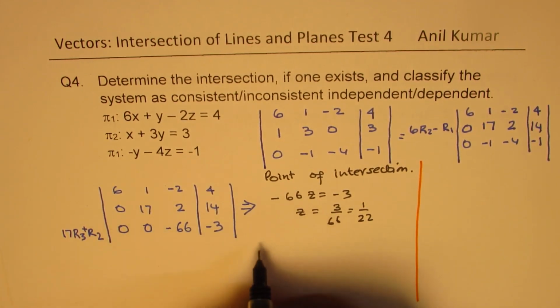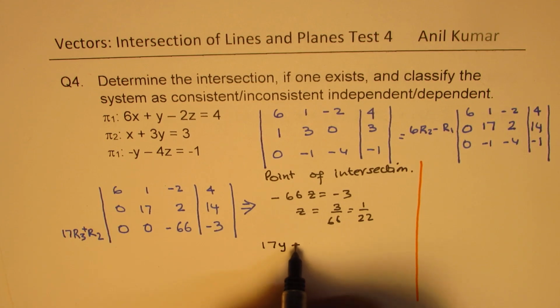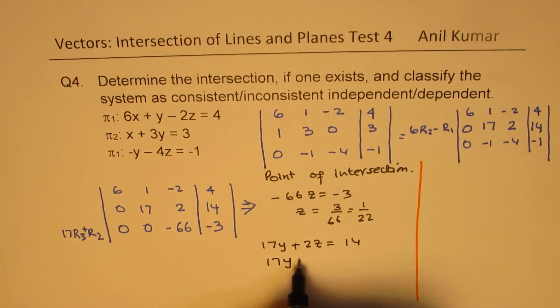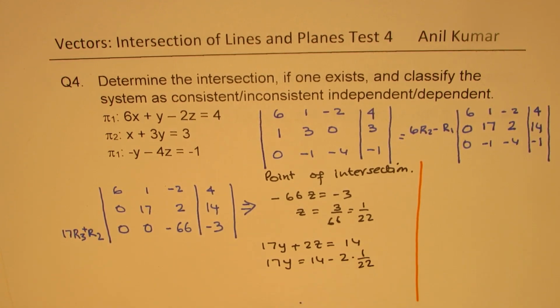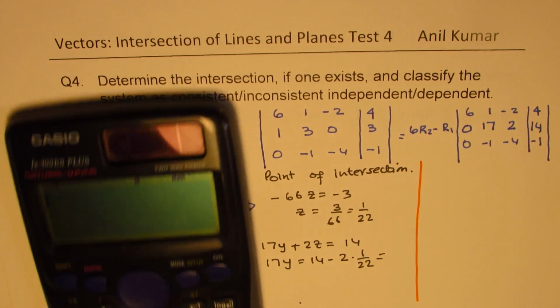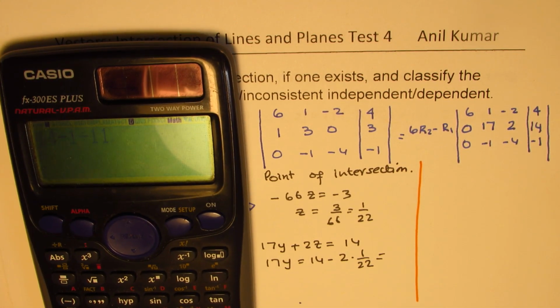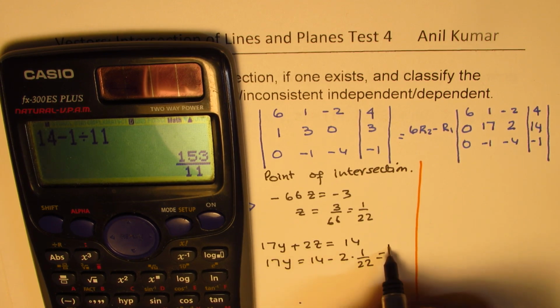So we have 17y plus 2z equals 14. So 17y equals 14 minus 2 times 1 over 22, right? So we get, let's find out how much it is. It is basically 14 take away 1 divided by 11, which is 153 over 11.